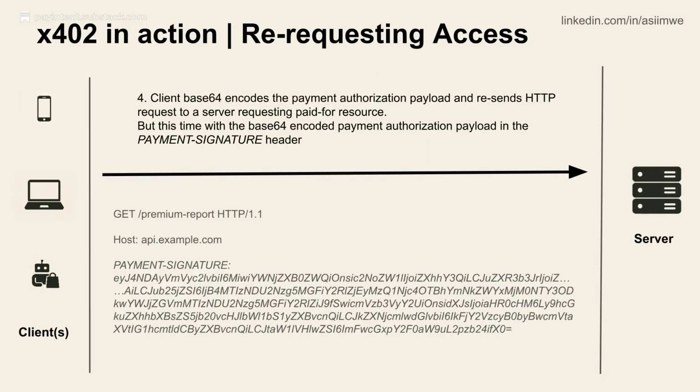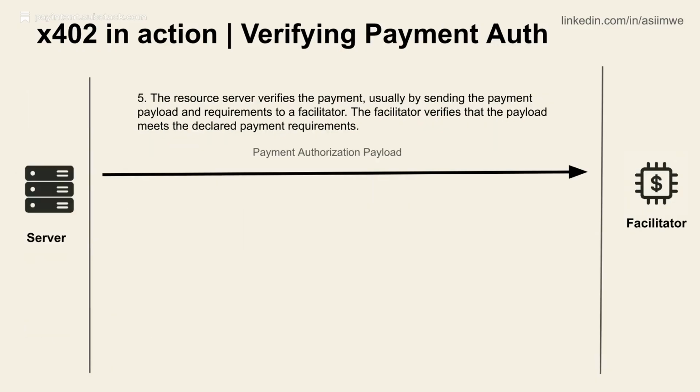All this is happening automatically on the client system or AI agent, without a human in front of a screen. The client then encodes the signed payment authorization payload and puts it in the payment signature header of a new HTTP request to the server, requesting for the same resource, the premium report PDF. This request is identical to the first request, only this time it now has a proof of payment embedded in it. Again, all this is happening without human intervention.